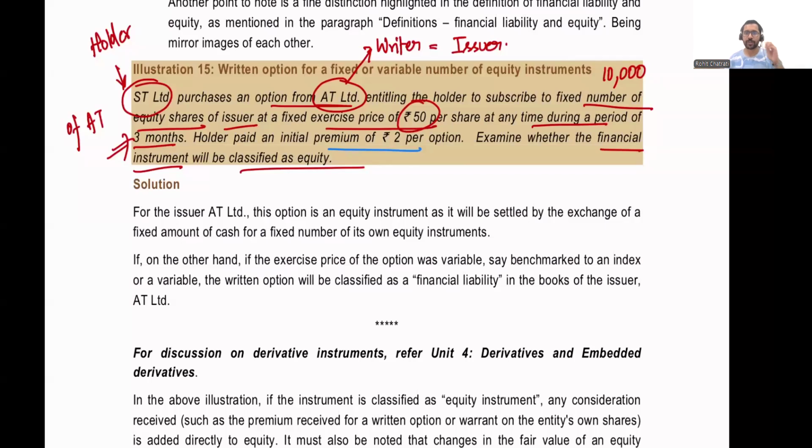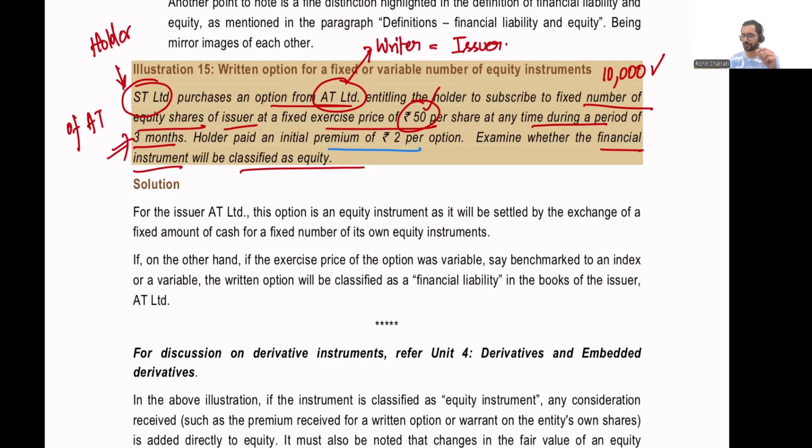So for derivative contracts, we are required to see whether the issuer has an obligation to deliver a fixed number of equity shares for a fixed amount of consideration. Does AT Limited have an obligation to deliver a fixed number of equity shares for a fixed amount of consideration? The answer is yes over here, because AT Limited has an obligation to deliver 10,000 equity shares at a fixed price of 50 per share. Whatever be the price of the share in the market, AT Limited will be obligated to actually issue 10,000 shares at a consideration of rupees 50 per share.